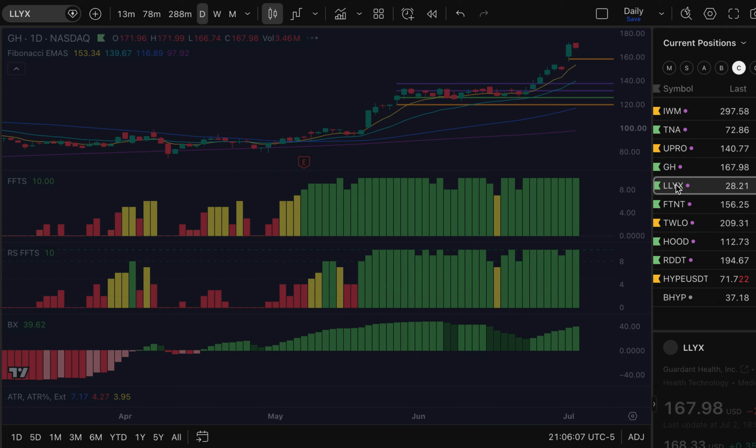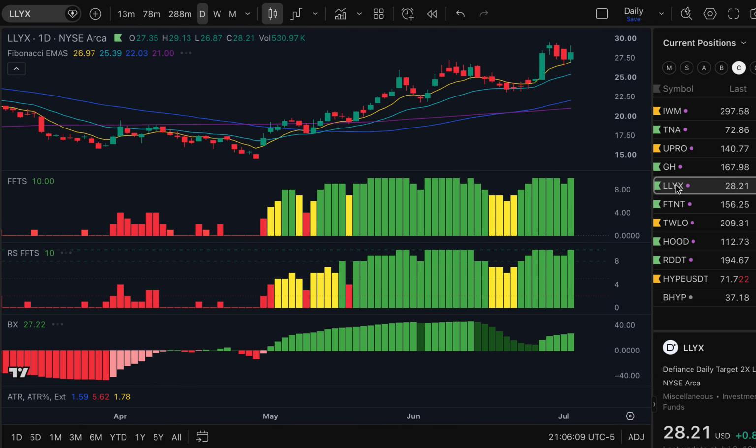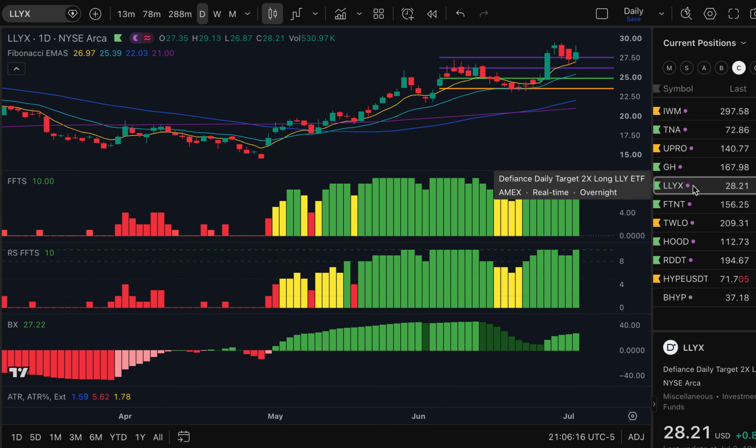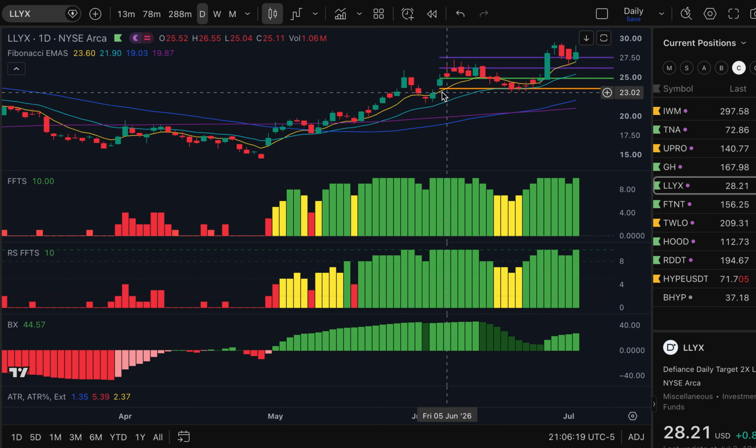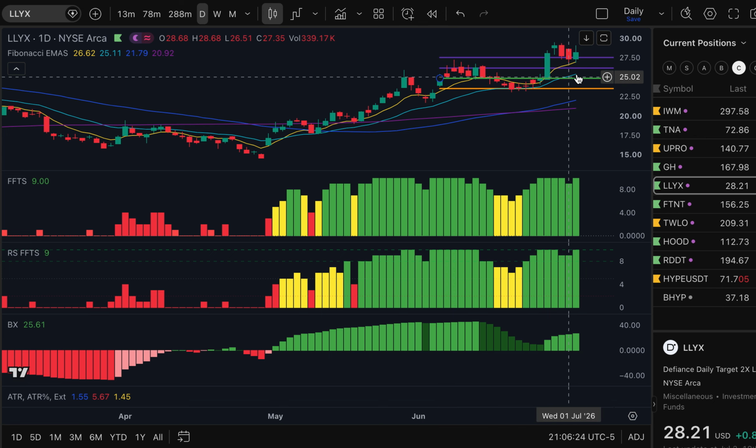Also in the healthcare sector, I have Eli Lilly. This is 2 times leverage Lilly, LLYX. Entered back here on June 4th, and still holding that.